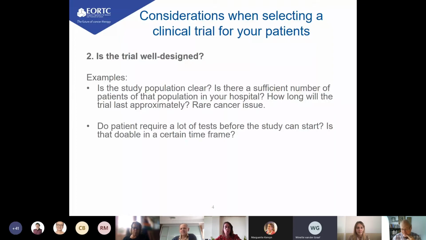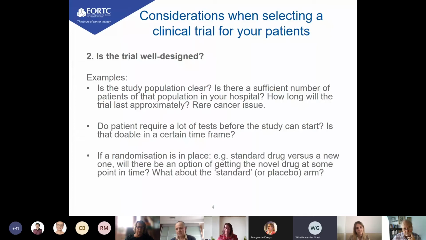Also important, Jessica referred already to that, sometimes a lot of tests are required before the study can start, and therefore you have to ask, is that doable in a certain time frame? Sometimes it has to be organized in two or three weeks' time. And if it's just holiday season and half of your radiologists are not there and there are limited time slots, then of course those who are already on treatment have priority. So can you do the trial at a certain moment in time in this time frame?